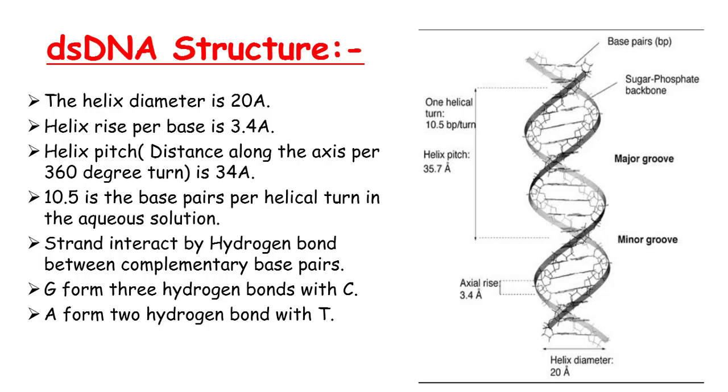Always remember it. GC forms 3 hydrogen bonds. What is the number of hydrogen bonds formed between G and C? That is 3. And what is the number of hydrogen bonds formed between A and T? That is 2. So A forms 2 hydrogen bonds with T.